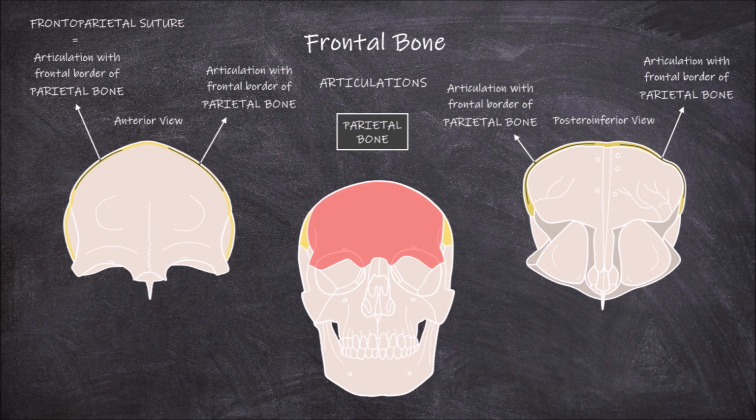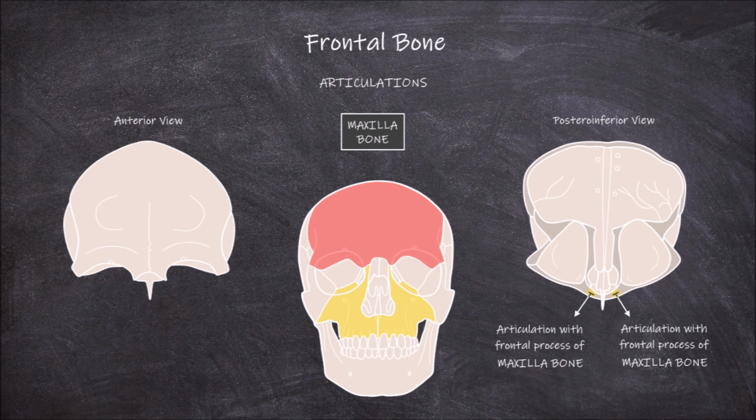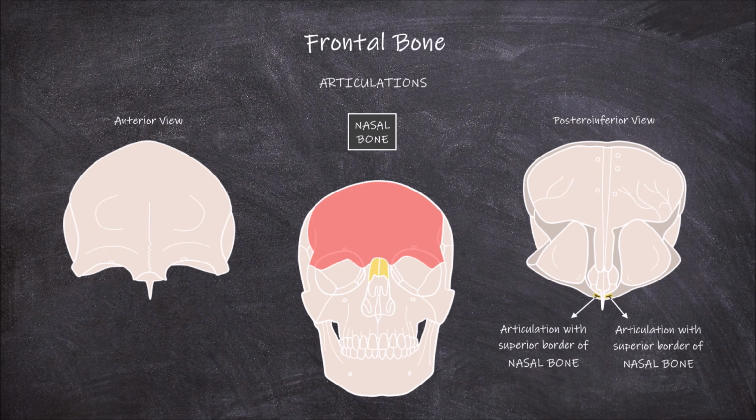The next articulations are with the two maxillary bones. The lateral region of the nasal notch of the frontal bone articulates with the frontal process of the maxillary bone. This forms the frontomaxillary suture. The next articulations are with the two nasal bones. The inferior region of the nasal notch of the frontal bone articulates with the superior border of the nasal bone. This forms the frontonasal suture.